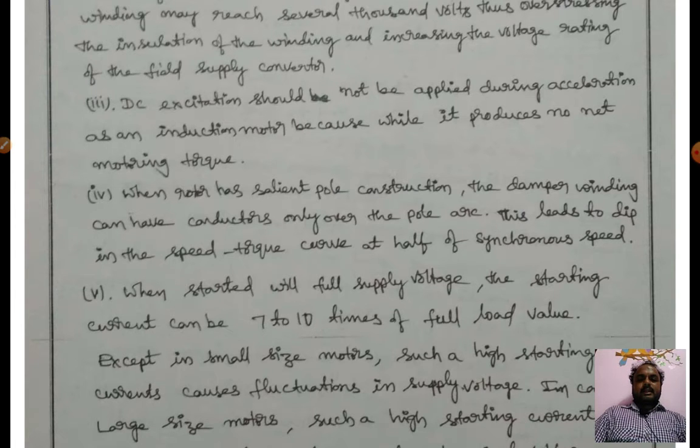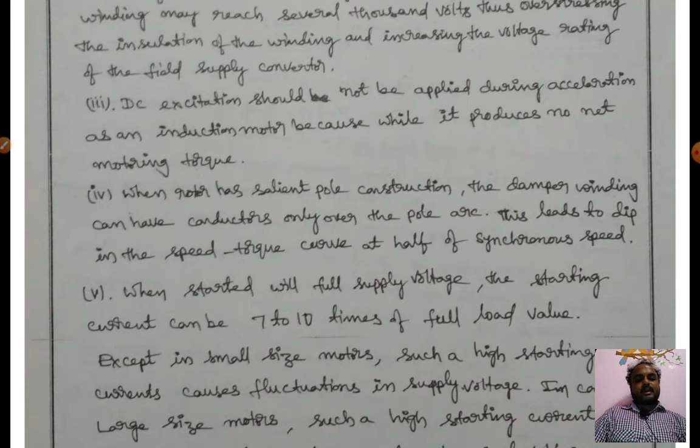And the next method is when the rotor has salient pole construction. The damper winding can have conductors only over the pole, and this leads to a dip in the speed torque curve at half of synchronous speed. So we have two types of synchronous motors: one is salient pole, another one is non-salient pole. In salient pole type rotors, the damper winding can have conductors only over the pole arc.